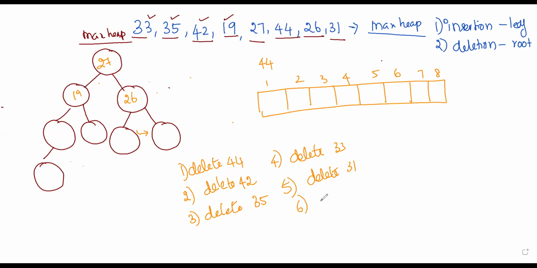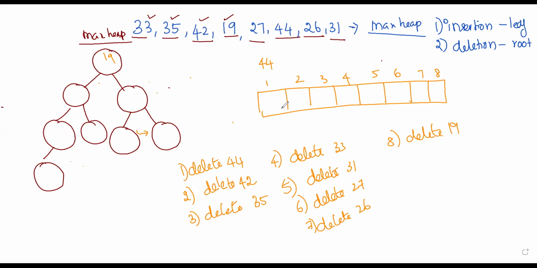Next, the element to be deleted is 27. Delete this and swap with the next child. You have to go this way only. 26 is greater. Now it is a max heap. Now delete 26 and swap with its greater last child. 19 will come here. Again, at the end, you delete 19.